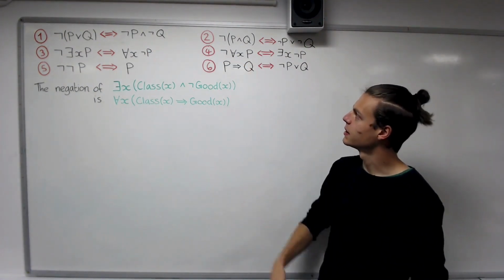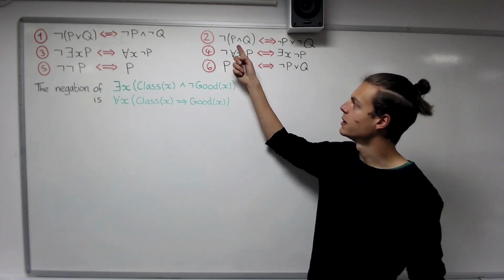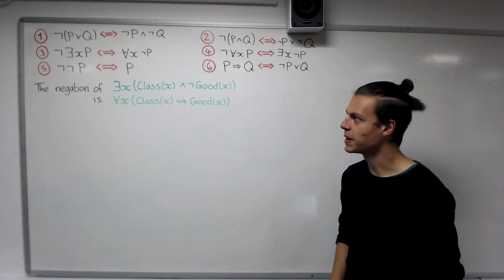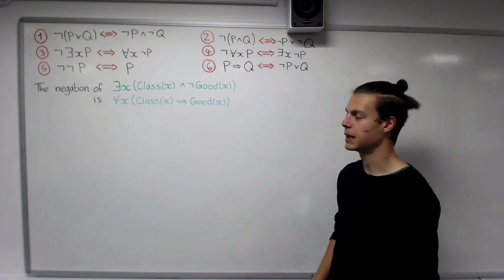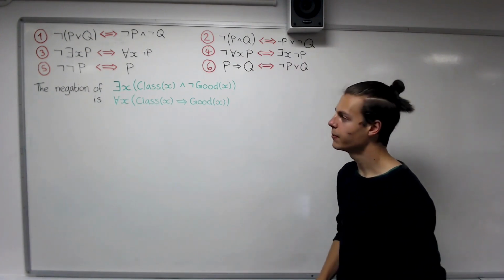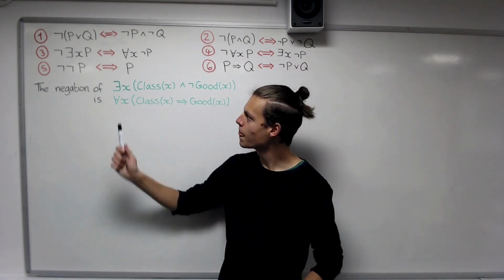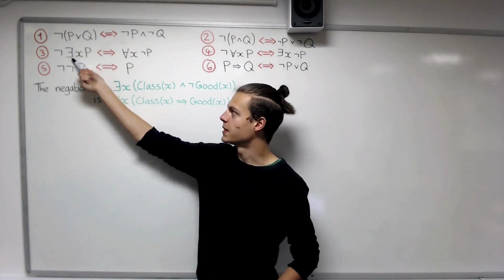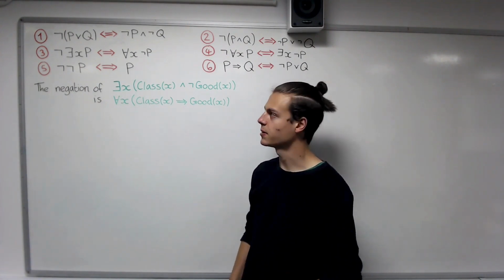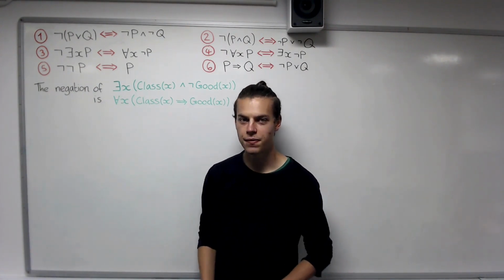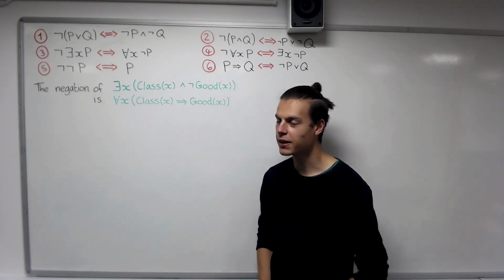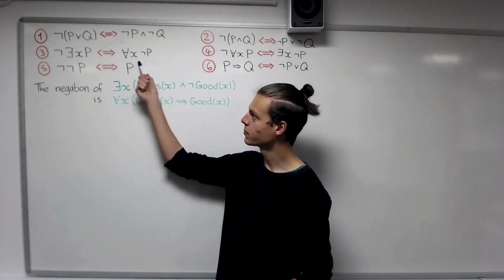The second law states, the first statement here says it is not the case that P and Q are both true. Well, this means that either P is not true or Q is not true. Right? Our third law, the statement on the left, says it is not the case that there is some X for which P holds. Well, if there is no such X, this means that for any X, P does not hold.